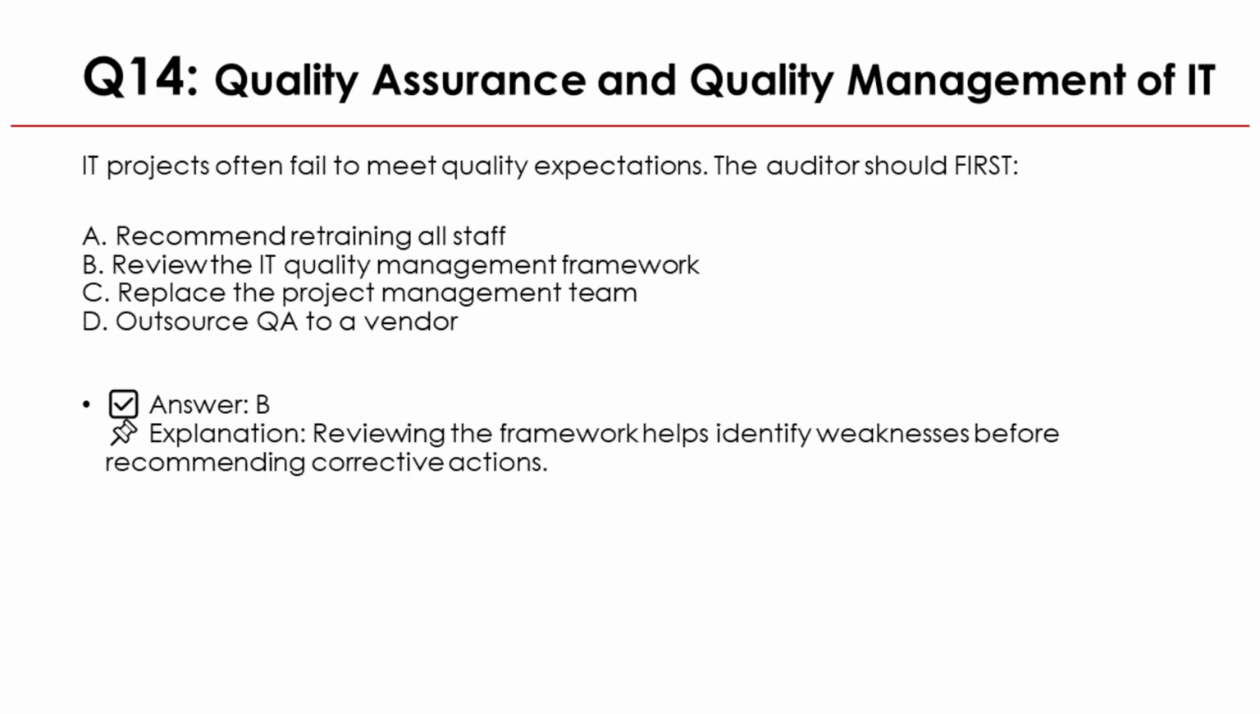An IS auditor discovers IT projects consistently fail to meet quality expectations. The first step should be: Option A, recommend retraining all staff, premature. Option B, review the IT quality management framework, correct starting point. Option C, replace the project management team, extreme. Option D, outsource QA to a vendor, not the first step. Correct answer, B, review quality management framework. If a recipe keeps failing, first check the cookbook, not the cooks.